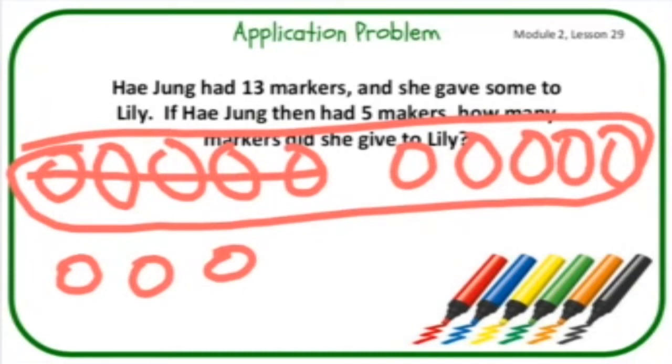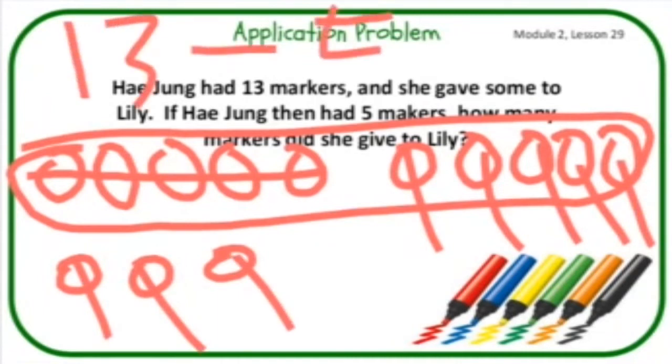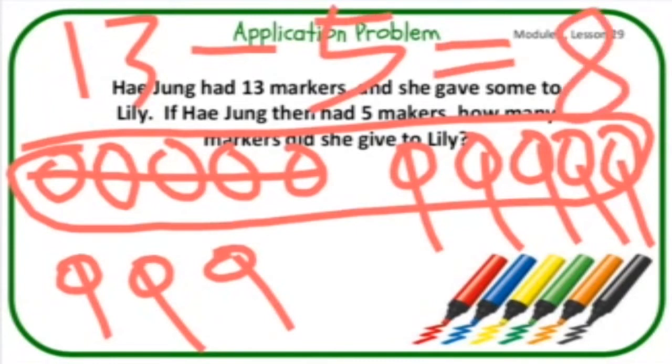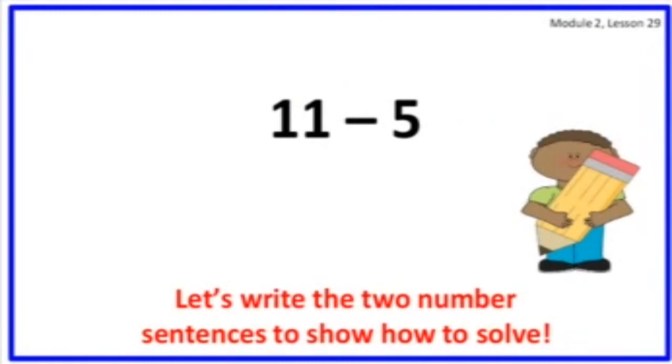And I will cross out my 5 because she gave out 5 to Lily. Alright? Oh, sorry, she has 5 markers left after giving some to Lily. Alright, so let's move on. How many did she give out to Lily? Let's count. 1, 2, 3, 4, 5, 6, 7, 8. Very good. So that means 13 minus 5 equals 8. Yes, that means she gave 8 markers to Lily. Clap for yourself.